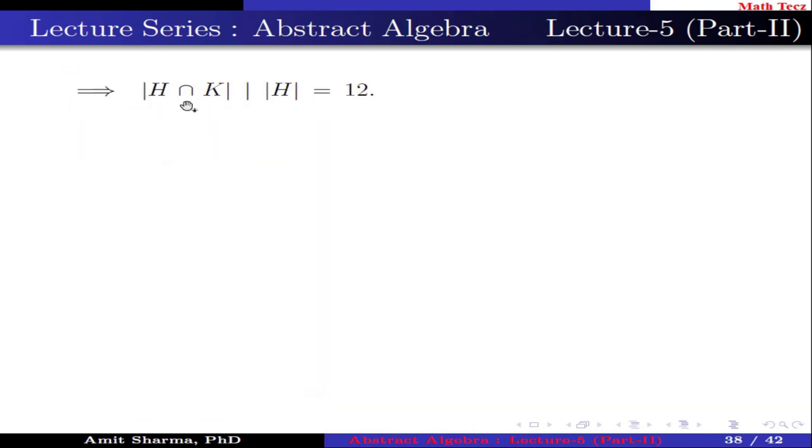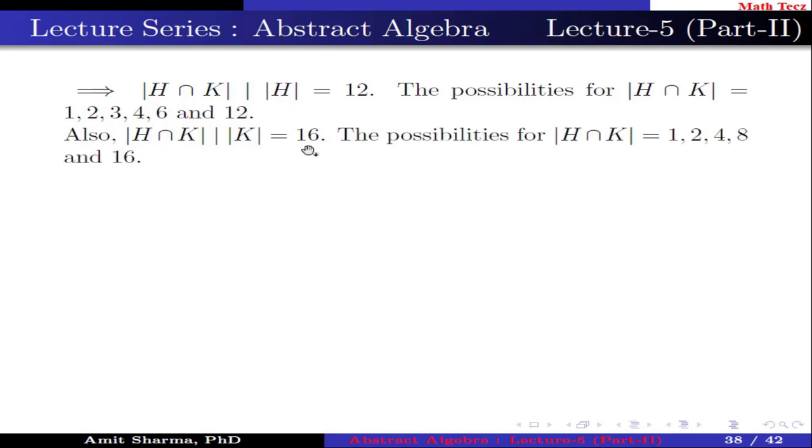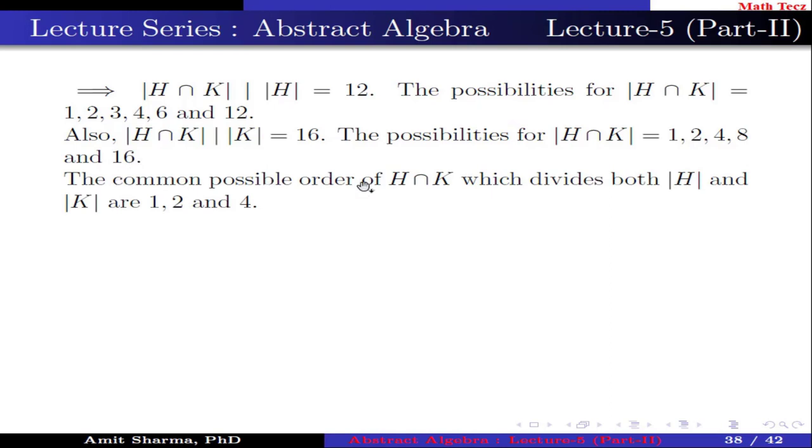This implies order of H intersection K divides order of H, which is equal to 12, meaning the possibilities for order of H intersection K are 1, 2, 3, 4, 6 and 12. Also, order of H intersection K divides order of K, which is equal to 16, implying the possibilities are 1, 2, 4, 8 and 16. The common possible orders of H intersection K, which divide both order of H and order of K, are 1, 2 and 4.